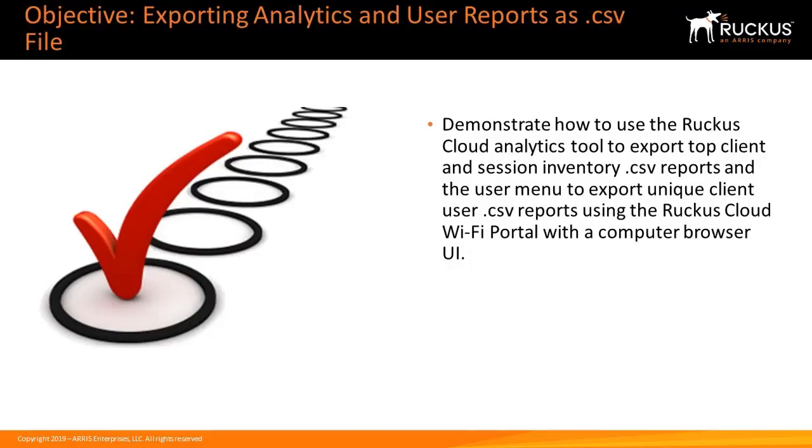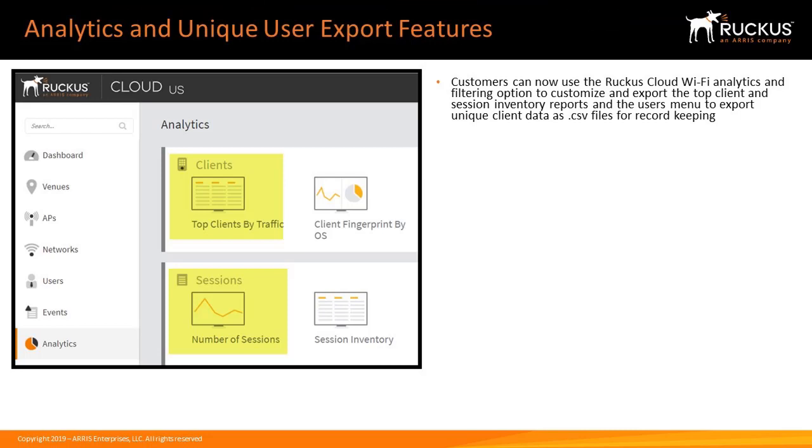In this video, I'll demonstrate how to use the Ruckus Cloud Analytics tool to export top client and session inventory .csv reports, and the user menu to export unique client user .csv reports, using the Ruckus Cloud Wi-Fi Portal with a computer browser user interface. Customers can now use the Ruckus Cloud Wi-Fi Analytics and filtering option to customize and export the top client and session inventory reports and the Users menu to export unique client data as .csv files for record keeping.